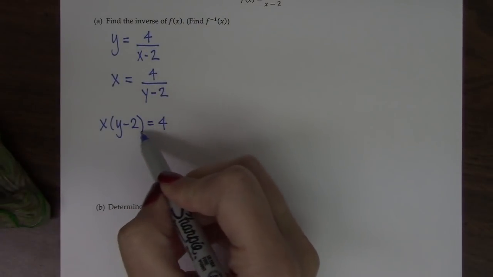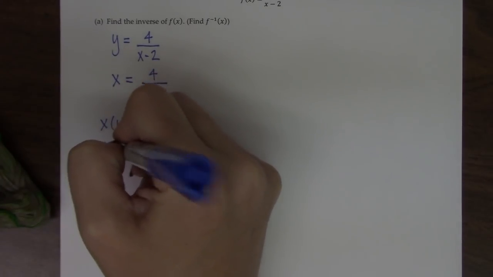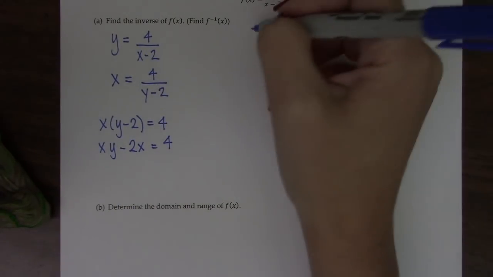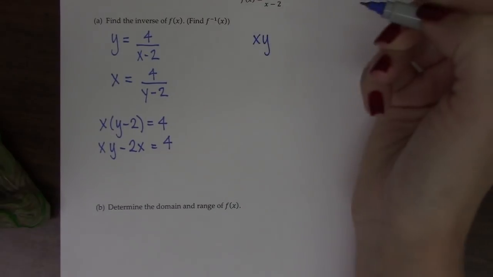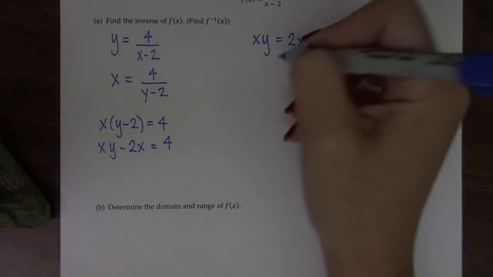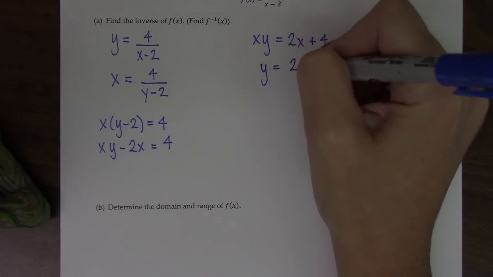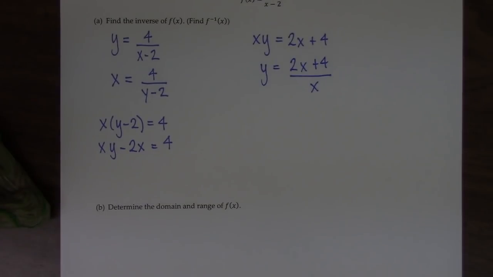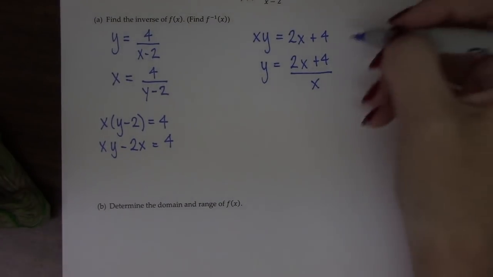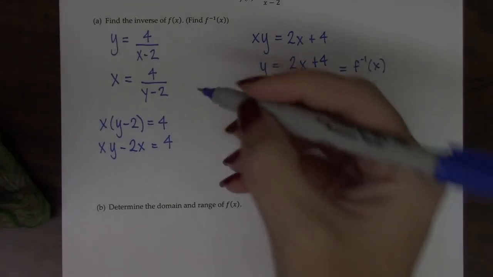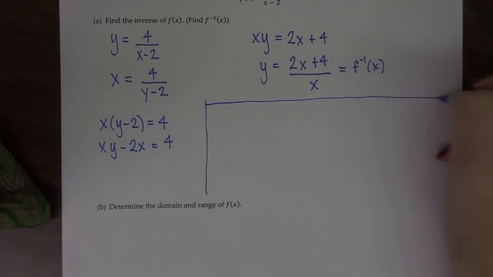And then I need to distribute this x across so I can isolate the y, because right now it's trapped inside these parentheses. So xy minus 2x is 4. And in solving for y, I want to leave everything with a y on the left side of the equation, and I'm going to move everything with an x over to the right side. And then I'm going to divide everything by x. So this is one possible path to the answer. This equals f inverse.